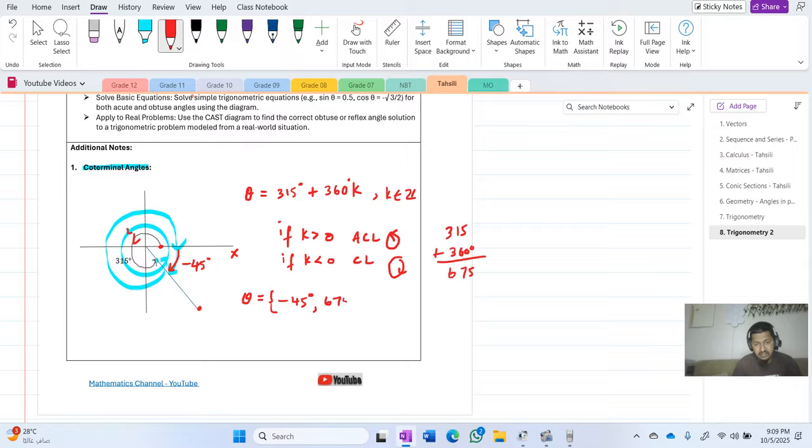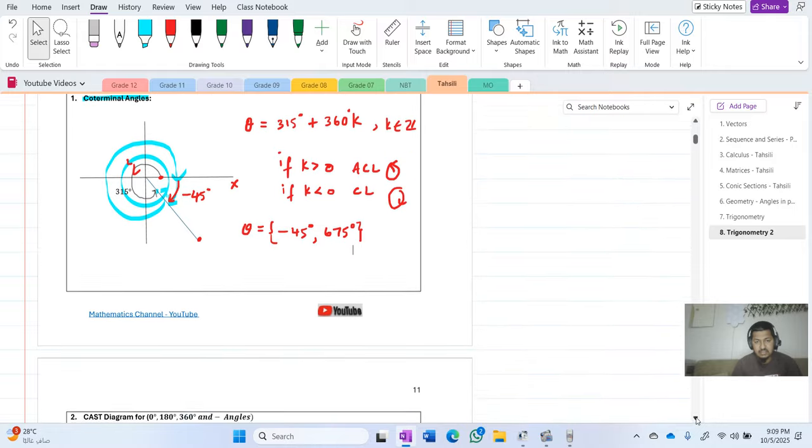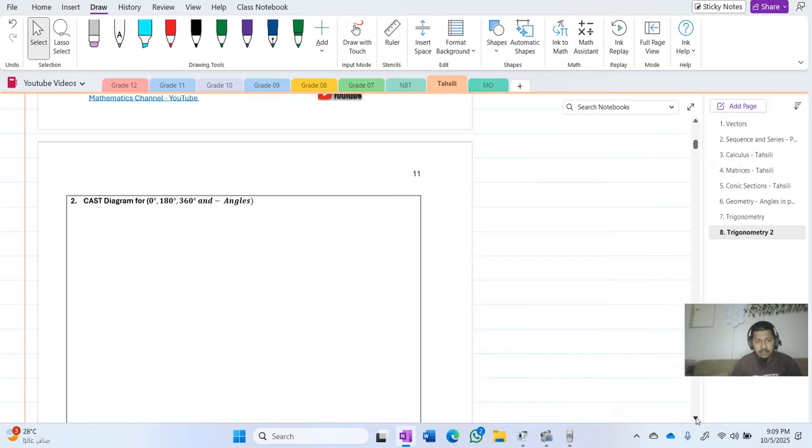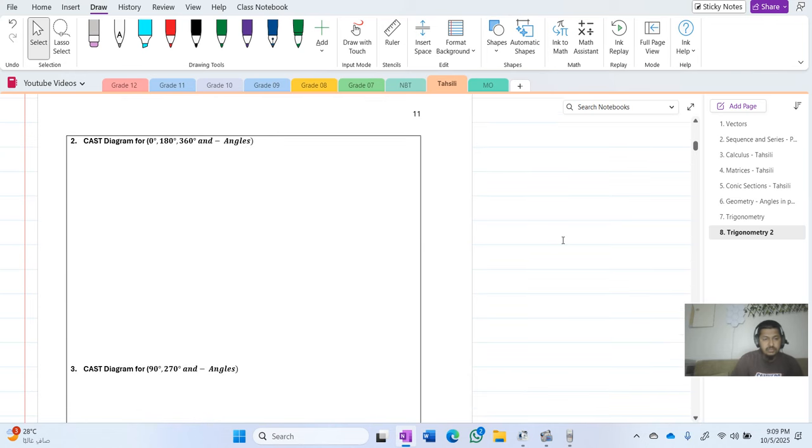Now remember, there are infinite angles like this. You can also choose a value of k as 2 and so on. I hope you understood that. So this is basically like a general solution, just adding revolutions and subtracting revolutions, that's it. Moving on, now we want to use cast diagrams to reduce 0 degrees, 180 degrees, or 360 degrees.